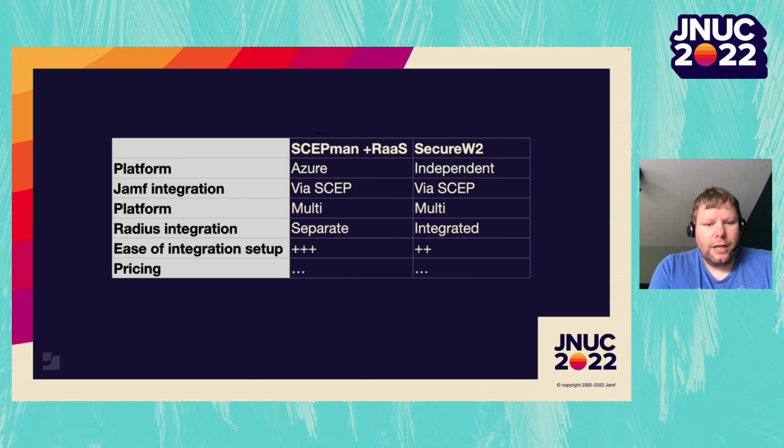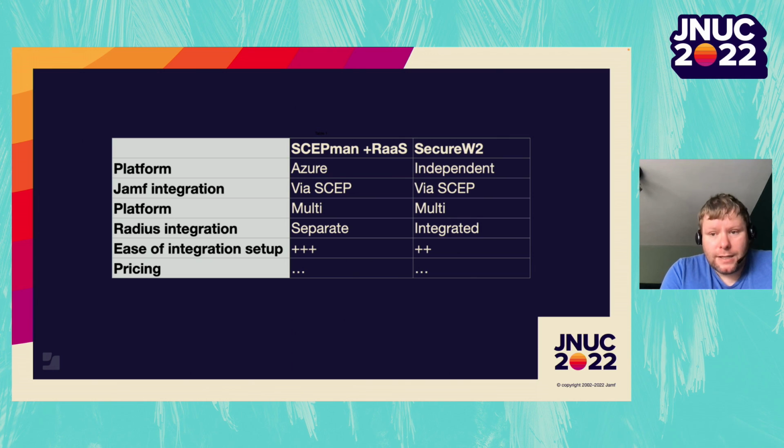For the RADIUS integration, with SCEPman that's a separate product, completely separate license and separate product, but it is done by the same vendor. With SecureW2, it's not. It's built into the platform, so it's essentially a one-stop shop. It's again really cool and really nifty. On the ease of setup, as we just demonstrated, both are very well documented. They're very easy to implement in Jamf Pro. However, SCEPman has the upper hand here because it's just slightly easier to implement into Jamf, in my opinion.